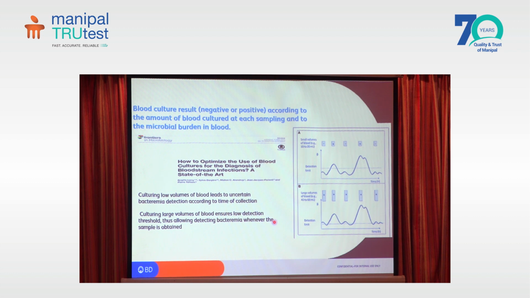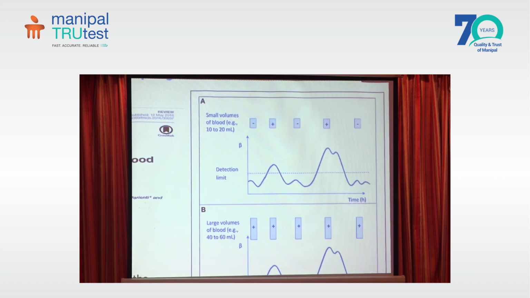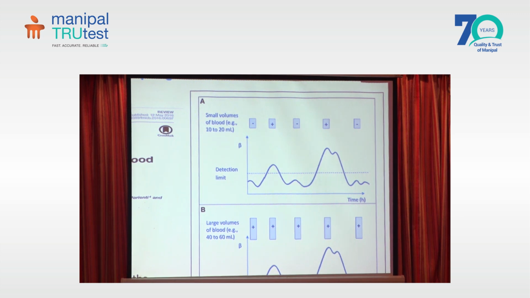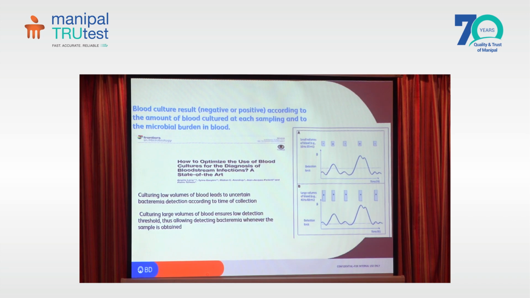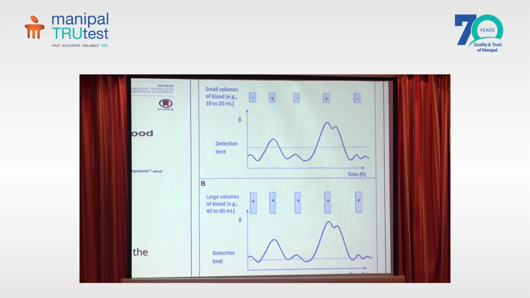So this is one good study which has been done. Here we can see this curve, which represents the bacterial concentration in the blood that varies with time. This concentration may be low, but it's never null. And this dotted line is the limit of detection for bacteremia.